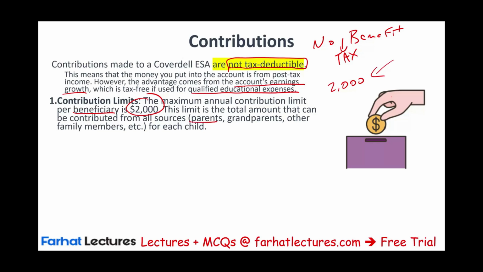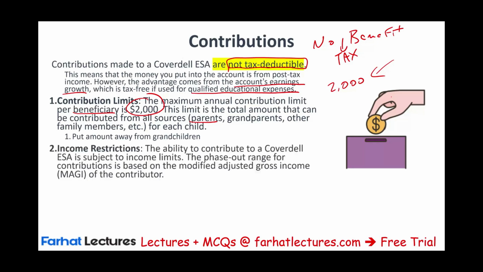So if the parents have 2 children, for each one they can contribute $2,000. Let's assume grandparents might have 10 grandchildren. Well, then they could put in for each one of them $2,000. And this is good because why? You are putting money away for educational purposes. You can also take money out of your estate for estate planning. You don't have to keep it in your estate. It helps. Now, the income restriction.